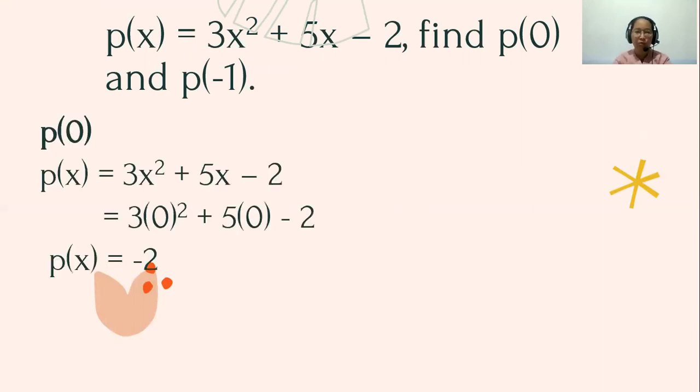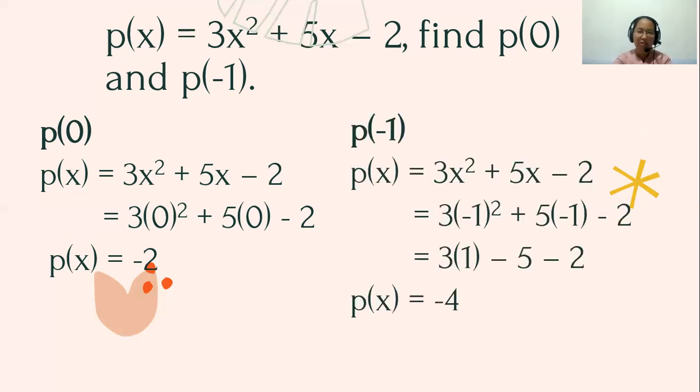Let's start with p of 0. We need to substitute 0 into the given function. So we will have p of 0 is equal to 3x squared plus 5x minus 2, which is the original function. Now replace all the x's by 0. So we have 3 times 0 raised to the second power plus 5 times 0 minus 2. You know that any number multiplied by 0 is equal to 0. That's why p of 0 is equal to negative 2.